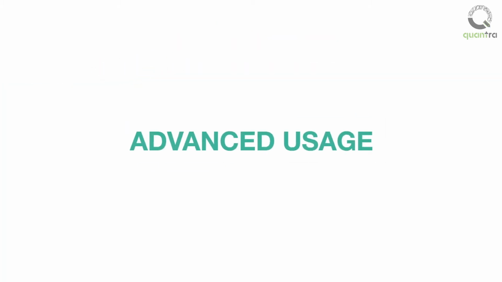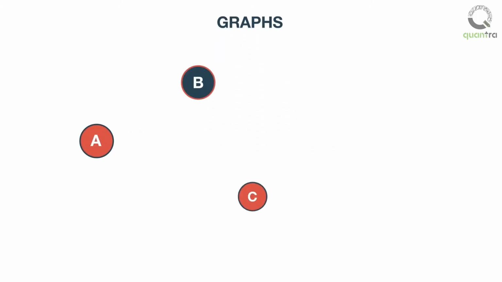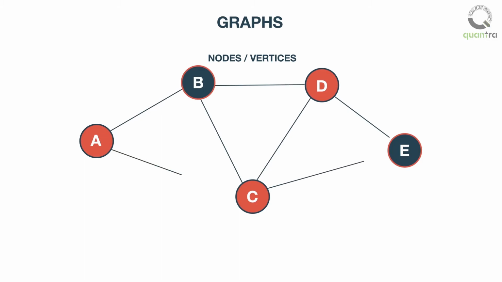Advanced usage. Lists can also be used as graphs. A graph in computer science is a network consisting of different nodes, or vertices. These nodes may, or may not be, connected to each other. The line that joins the nodes is called an edge. If the edge has a particular direction, it is a directed graph. If not, then it is an undirected graph.